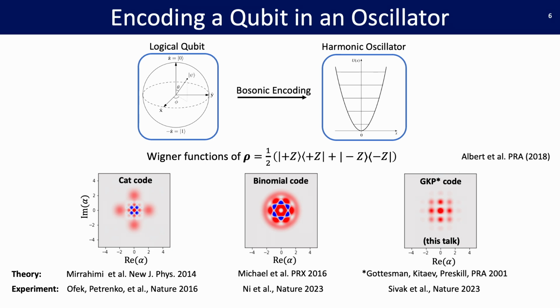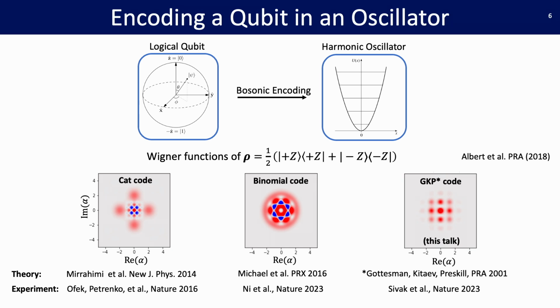So here are 3 examples of bosonic codes: the cat code, the binomial code, and the GKP code. And here are plotted the Wigner functions of the maximally mixed states of these bosonic codes, which really serves as their fingerprint, kind of telling us how quantum information is delocalized in phase space. There's been a lot of experimental progress toward realizing these codes, and in fact, all 3 have reached or exceeded the break-even point in circuit QED architectures.